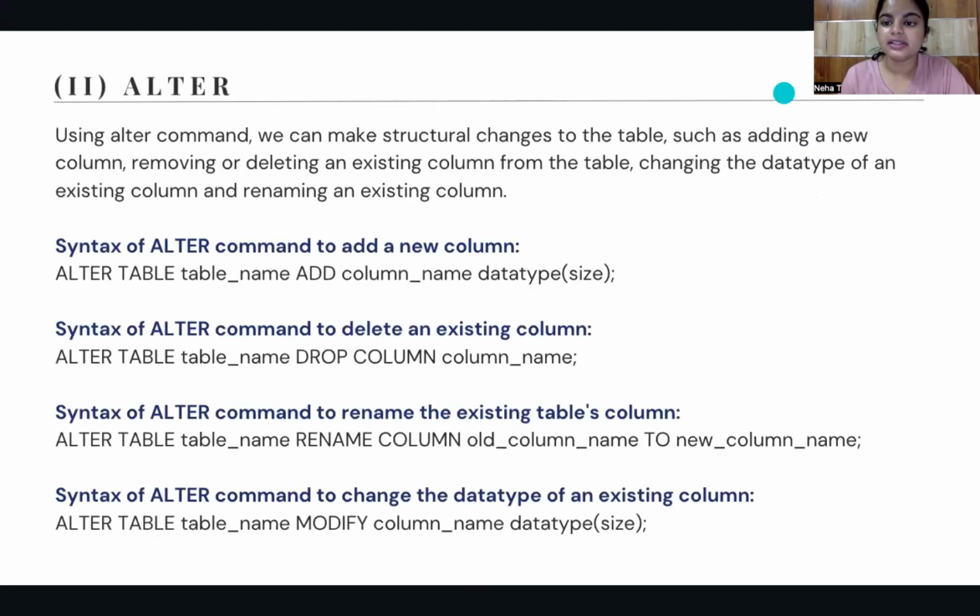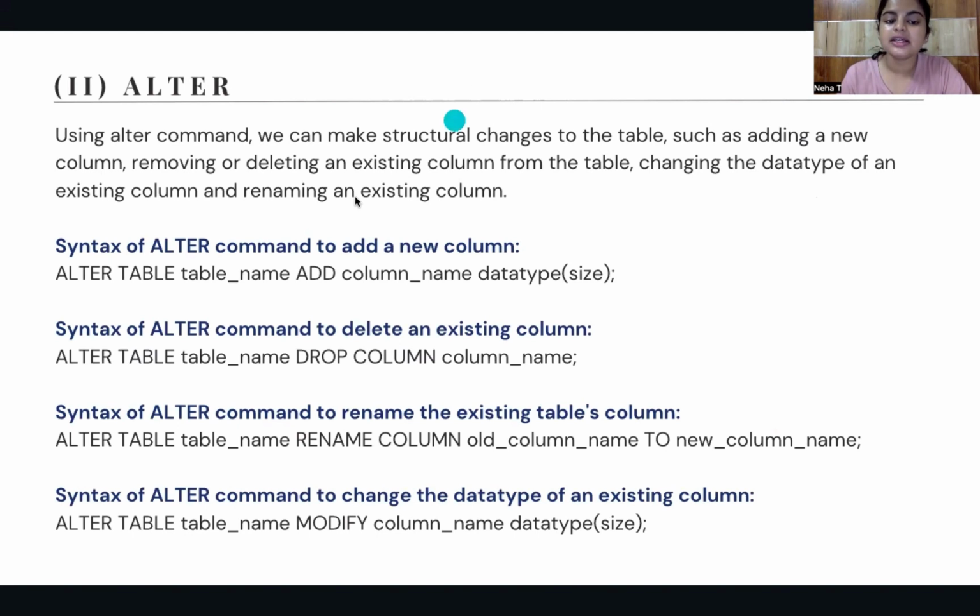What ALTER does is, using the ALTER command, we can make structural changes to the table. We're altering the structure of the table using the ALTER command. What are we doing? We are adding a new column, removing or deleting an existing column from the table, changing the data type of an existing column, and renaming an existing column.